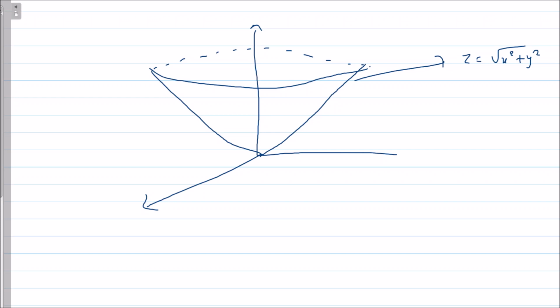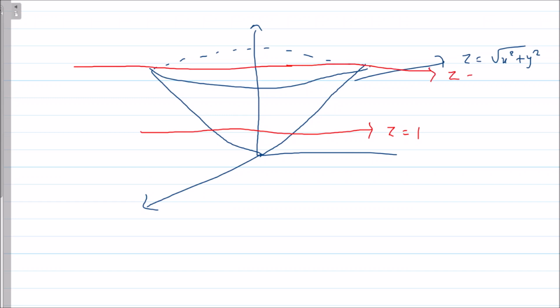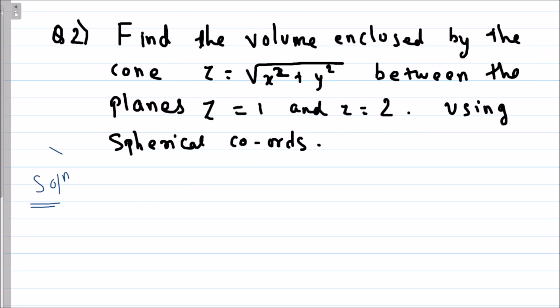If I try to draw the planes, suppose this is my z equal to 1 plane, and suppose this, the topmost one, is our z equal to 2 plane. This is the in-between region. Now I want to find the volume, that's what they have said, and we have to use spherical coordinates.